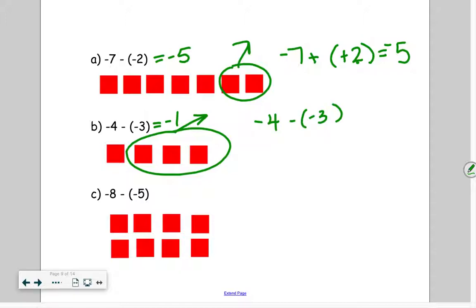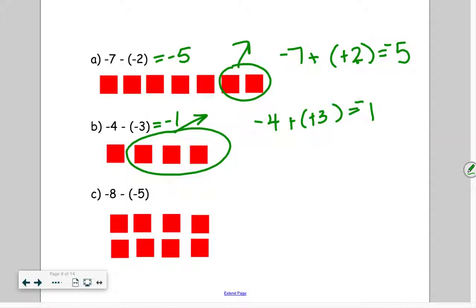August, do you have that written down? Okay, good. Change it to addition. I'm making you change these to addition because your assignment makes you do this today. Okay? So, what's our saying? Change subtraction to addition, change the sign of the second number. And now solve. Negative 4 plus 3. 4 minus 3 is 1. 4 is bigger and negative, so it's negative 1.